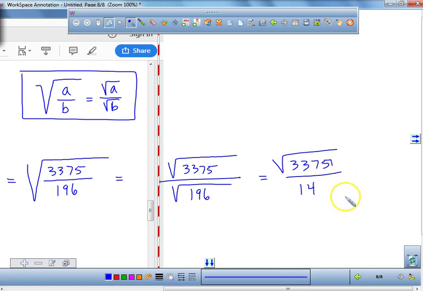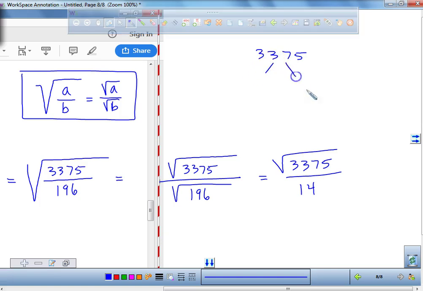3,375. How do we do that? What is always divisible into anything that ends in a 5? A 5, right? So here we go. Everybody, let's build a factor tree. You should have done this before this year. If you have never done this, then shame on your math teachers. We're going to do factor trees.